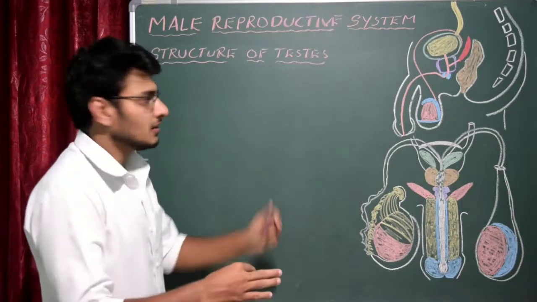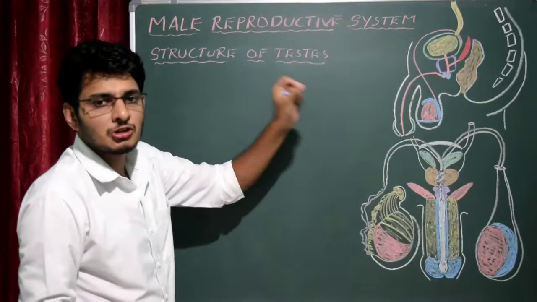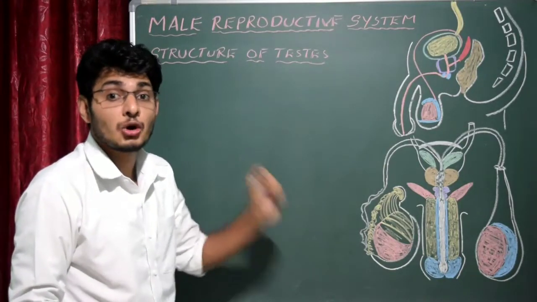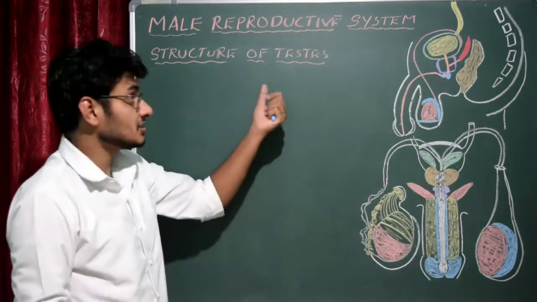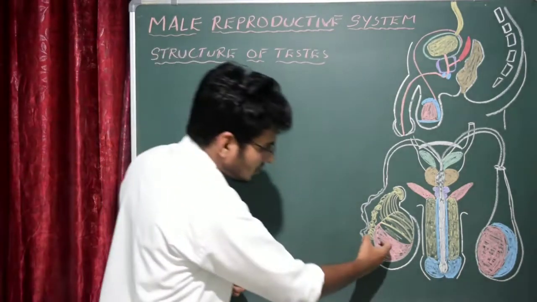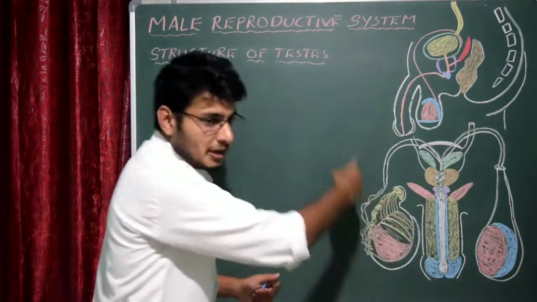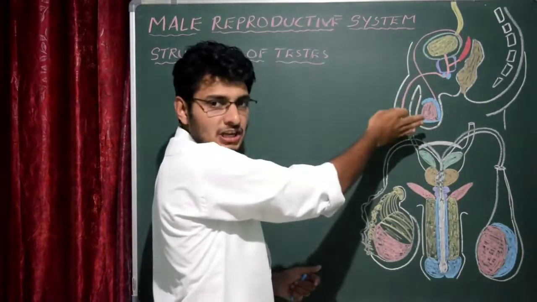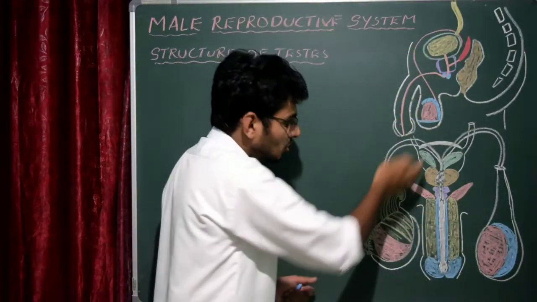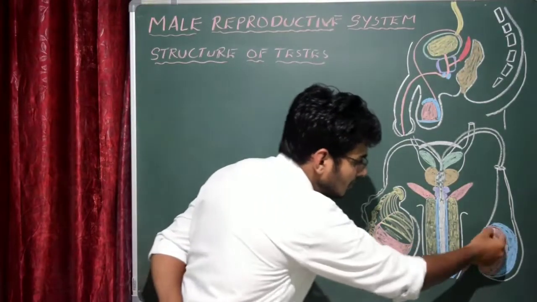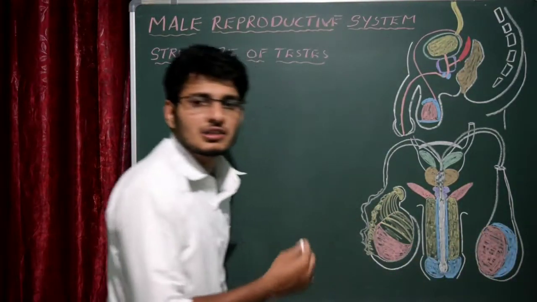Now let us learn the structure of the testis. As I said, male consists of a pair of testes. Testes are the primary sex organ. Remember this, very important, because this is the site where sperms are produced. Actually I have already drawn this male reproductive system, and you could see here only one testis is there because it is the sectional view. Here you could see both the testes because it is the TS, transverse section. Here the pink color oval shaped structures are nothing but testes.